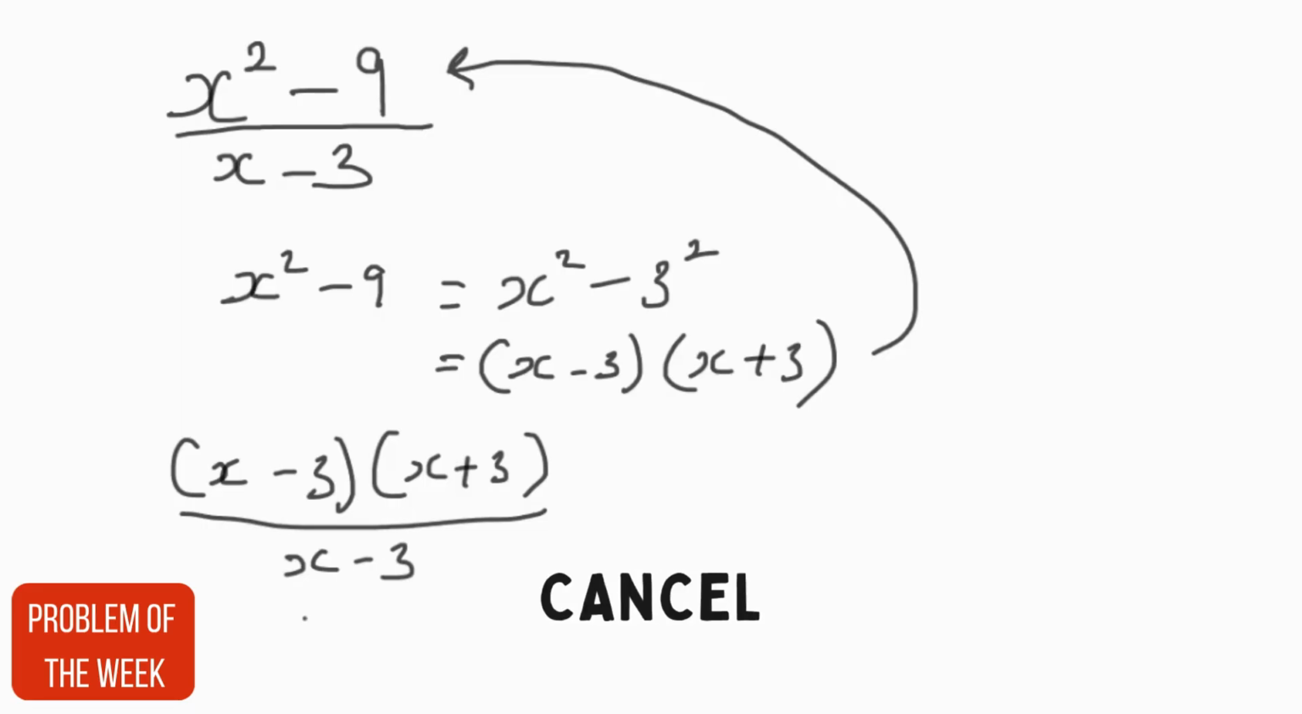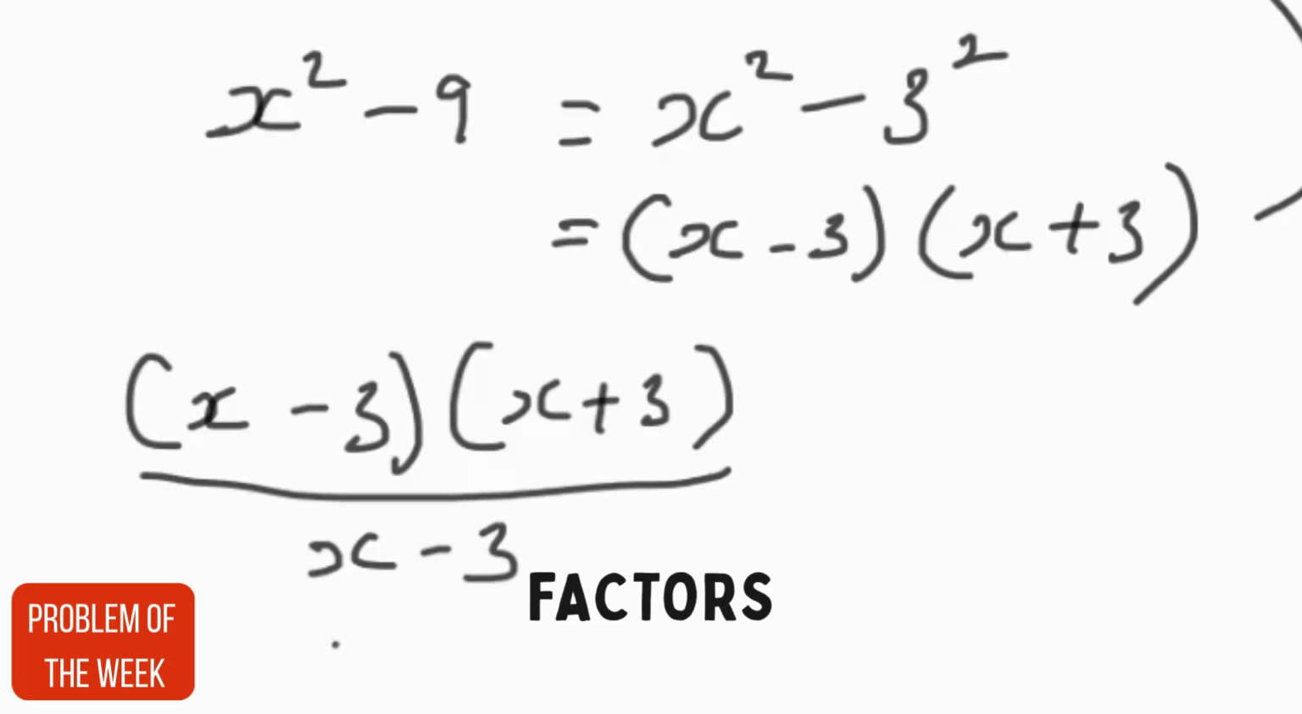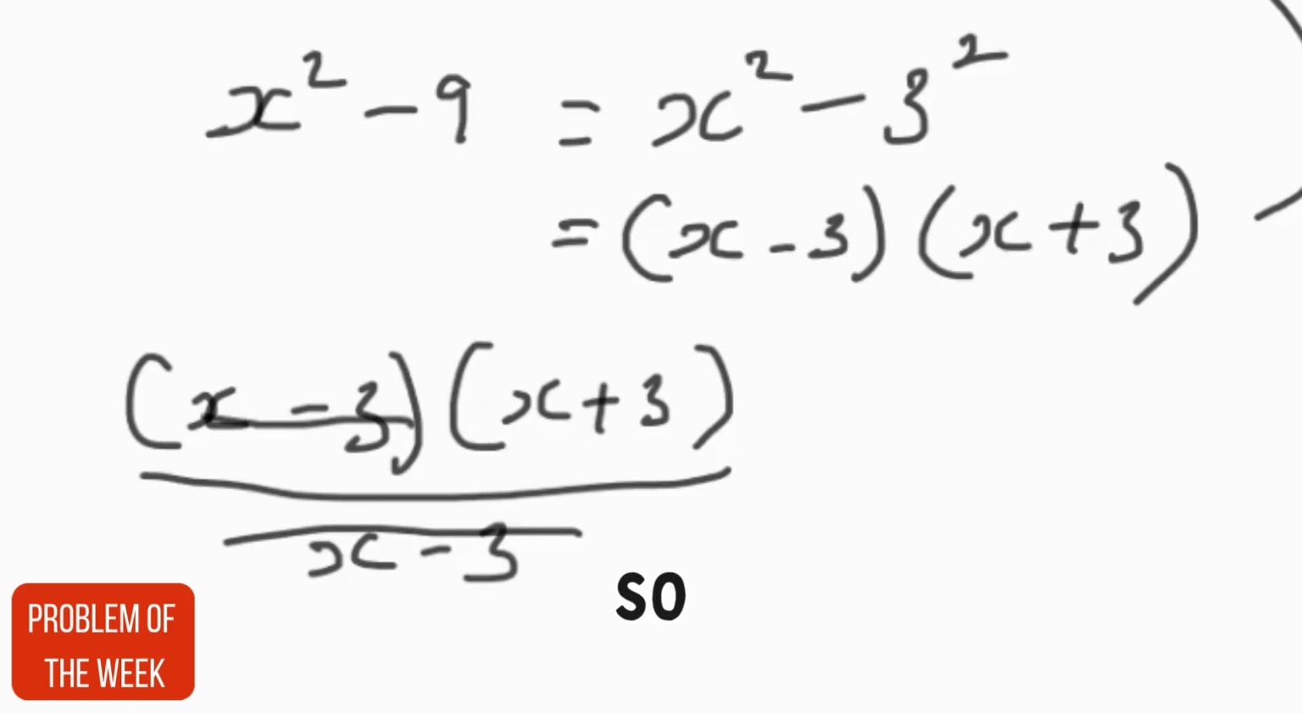Next step, we cancel out common factors. So x minus 3 cancels out x minus 3. So our answer is x plus 3.